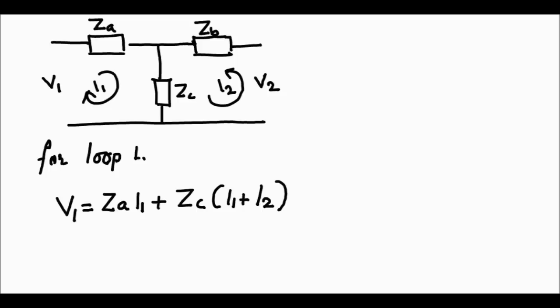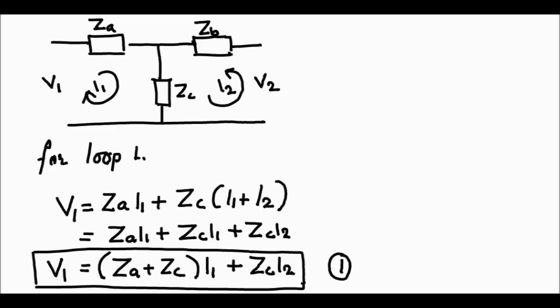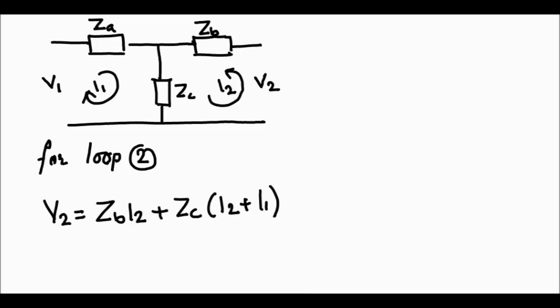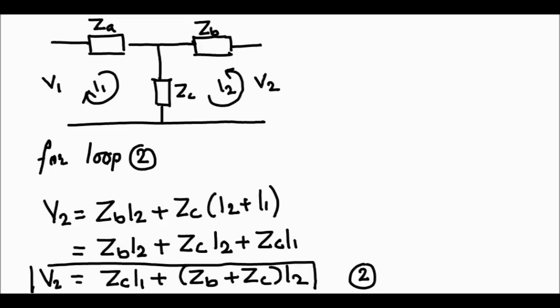V1 is equal to ZA into I1 plus ZC into (I1 plus I2). Further simplifying the equation and rearranging the terms in I1 and I2, we get V1 is equal to (ZA plus ZC) into I1 plus ZC into I2. Now solving for loop 2, V2 is equal to ZB into I2 plus ZC into (I2 plus I1). Further simplifying and rearranging the terms in I1 and I2, we get V2 is equal to ZC into I1 plus (ZB plus ZC) into I2.